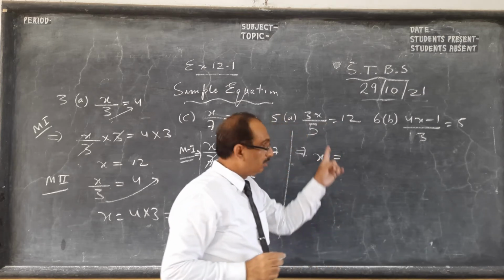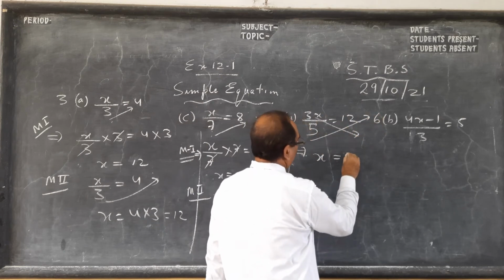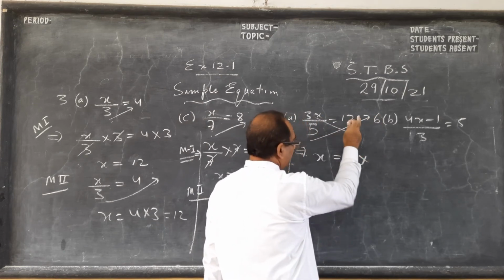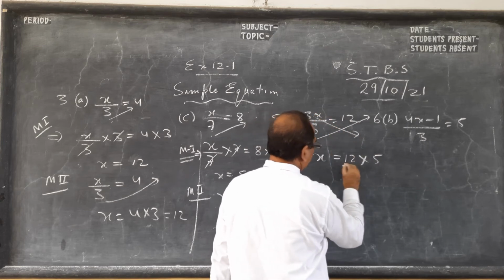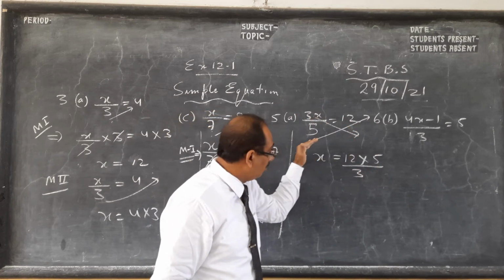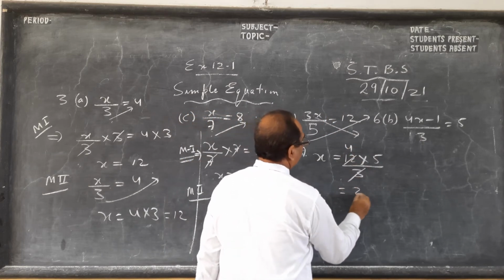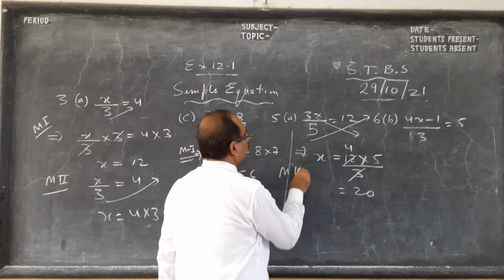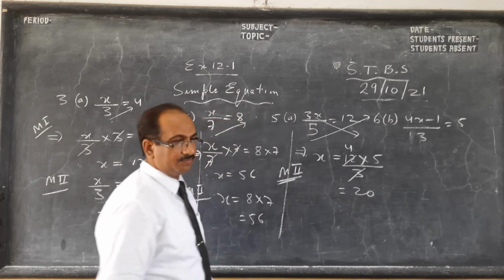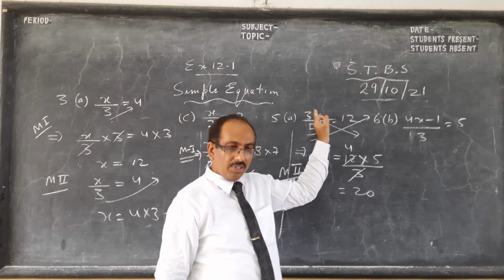Two things. 3 by 5. So 5 will go up, 3 will come down. Denominator becomes numerator, numerator becomes denominator on the other side. Crisscross. 3 goes down, 5 goes up. 3 4s are 12, you get 20. But this was method 2, the transposing method.